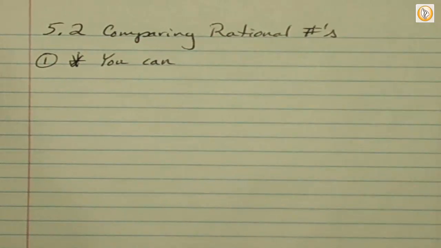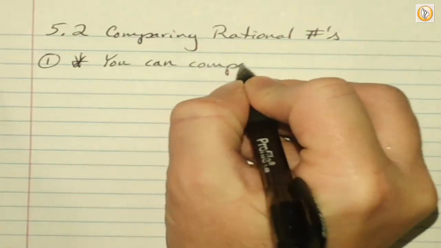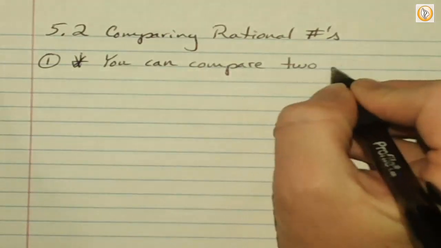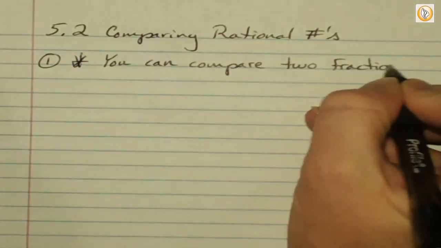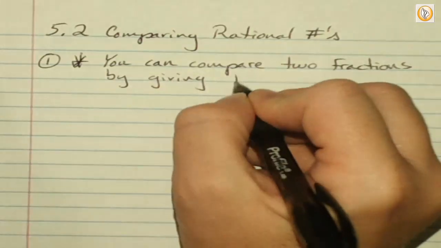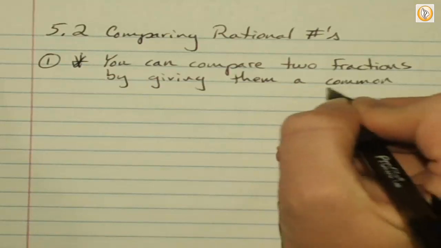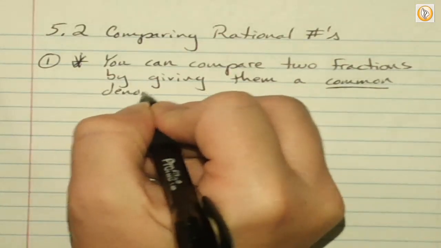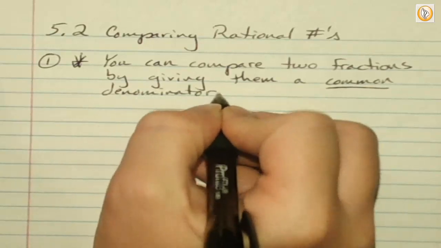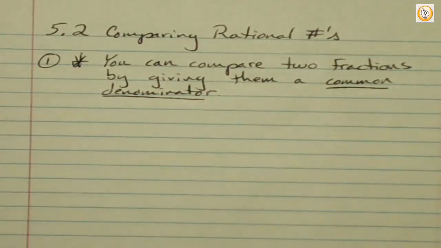5.2, comparing rational numbers. Two ways of doing this, two different methods. Number one, you can compare two fractions by giving them a common denominator. All right, so you can compare two fractions by giving them a common denominator.